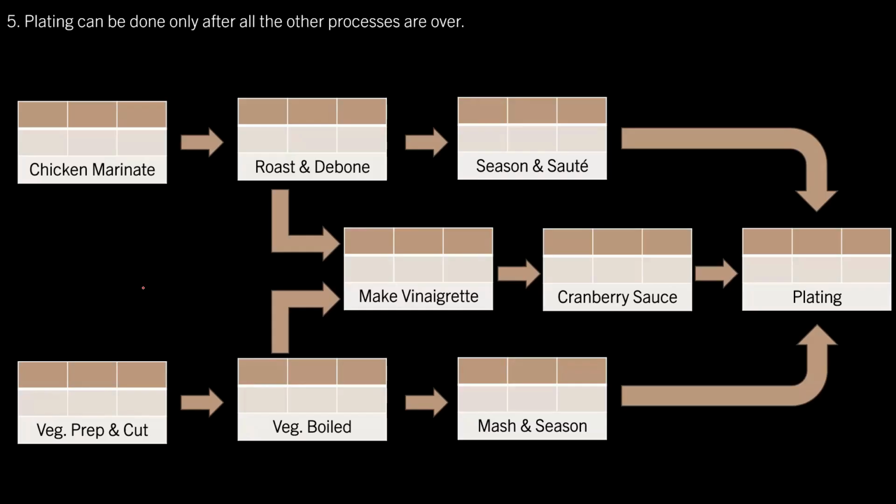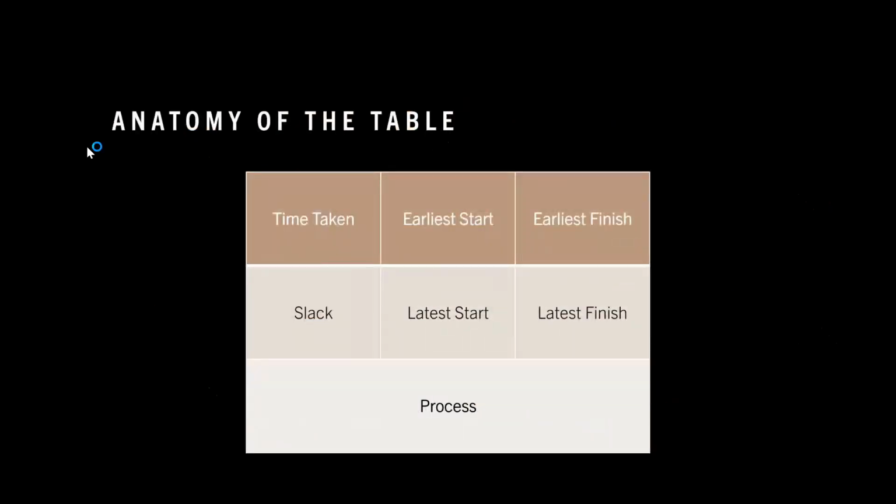So the anatomy of each and every table that is present in the previous network diagram is, at the bottom, of course, you have got the process that we are completing, which is maybe roasting and deboning of the turkey, or boiling the vegetables, or mashing and seasoning them. So the name of the process should be there. The time taken to complete each of the processes, which was given in the table of the set itself, is in the top left corner.